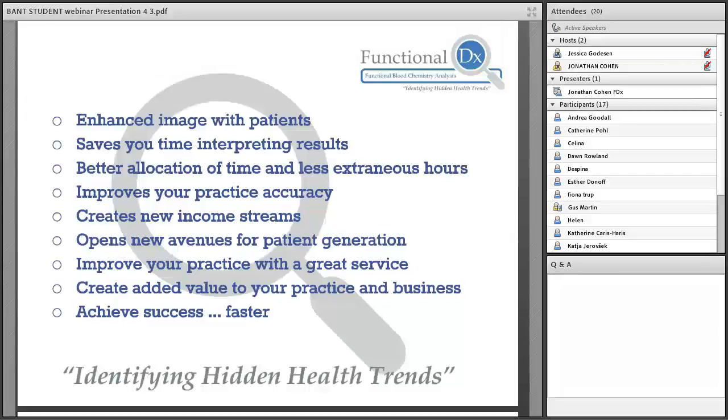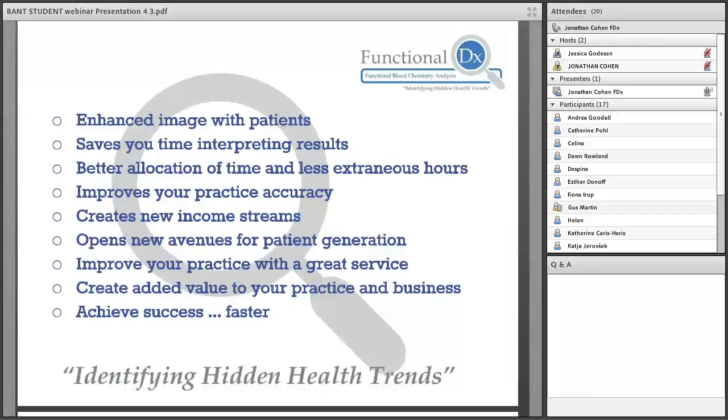It improves your image with your patients, because you're providing them with this fantastic report. You've got your name on it. It saves you a huge amount of time interpreting results. It's better allocation of time, less extraneous hours, which means you can increase practice work and frankly get a better return for the amount of hours you put in. As a nutritional therapist, all I know is I spend an awful lot of hours and I never earn a penny for those. It improves your practice accuracy. You become a better practitioner for it, and you've got the opportunity to create new income streams.